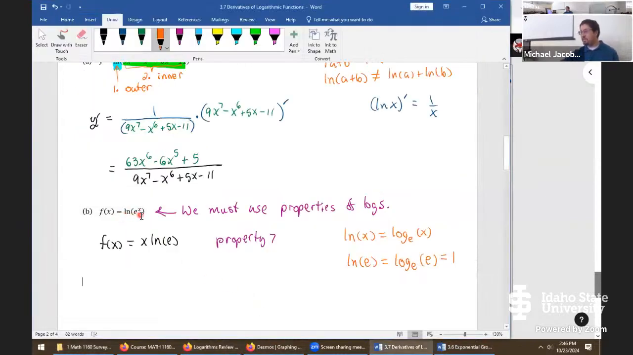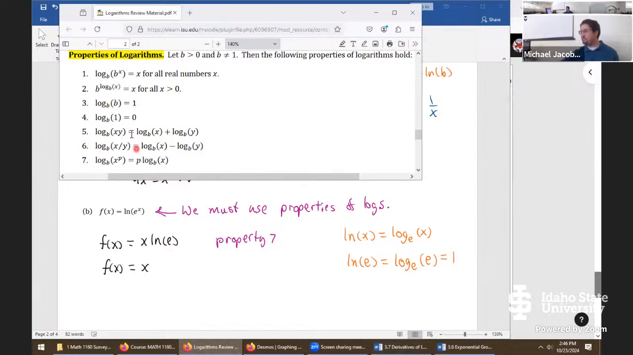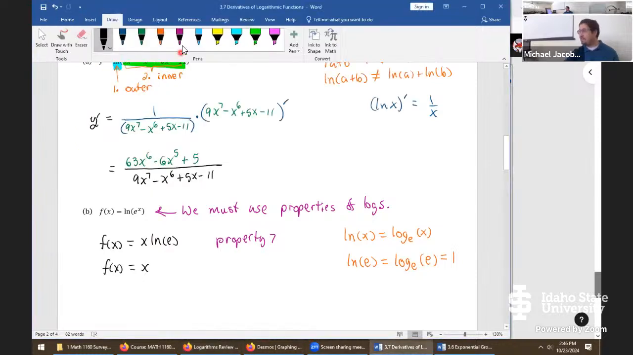Likewise, on this problem, if it's natural log e, we could have just canceled that altogether and gotten just x. So f of x is actually just x itself. So doing it in stages, you could write x down as an exponent using property 7. Then if you did that, natural log e is 1, and that is through, I forgot, property number 3.